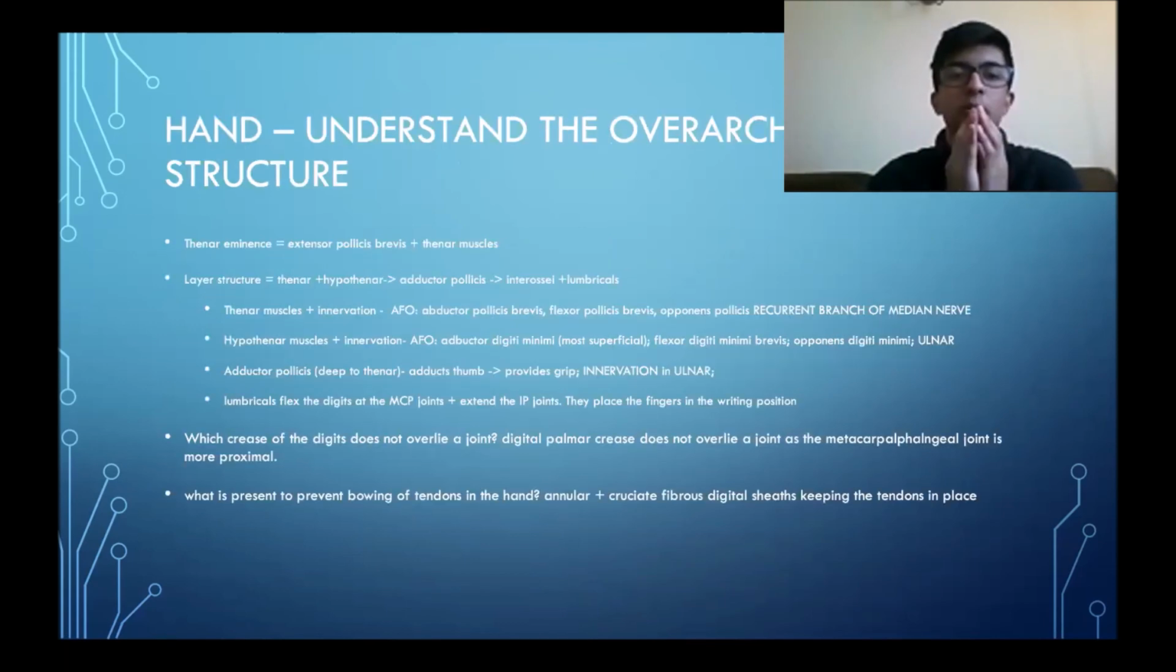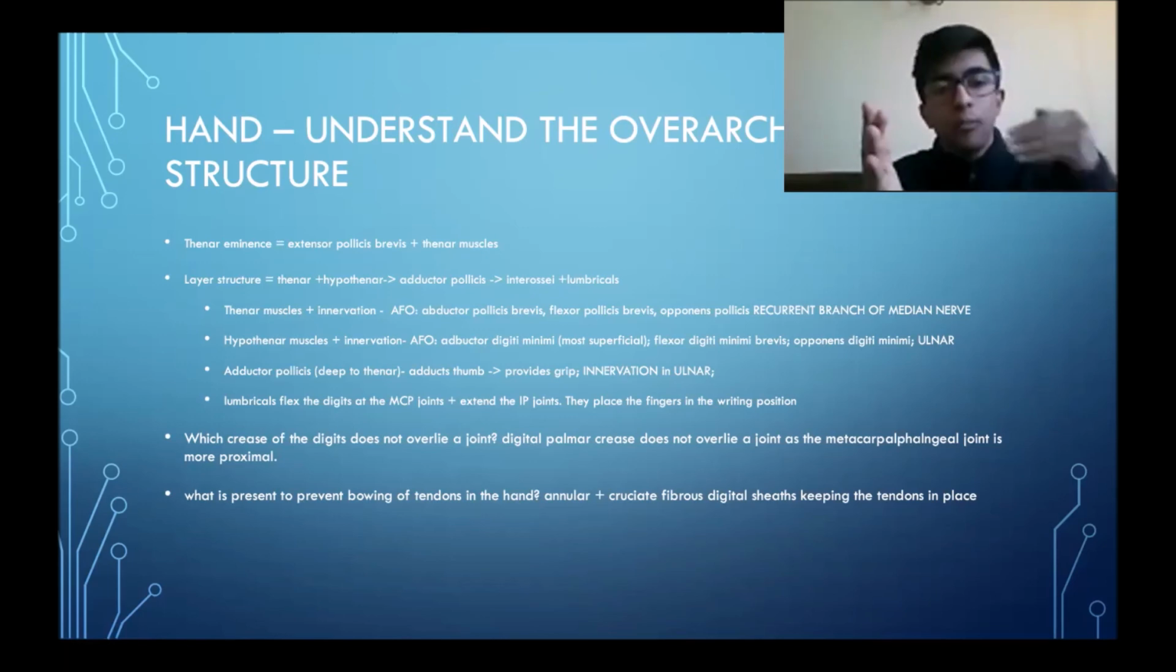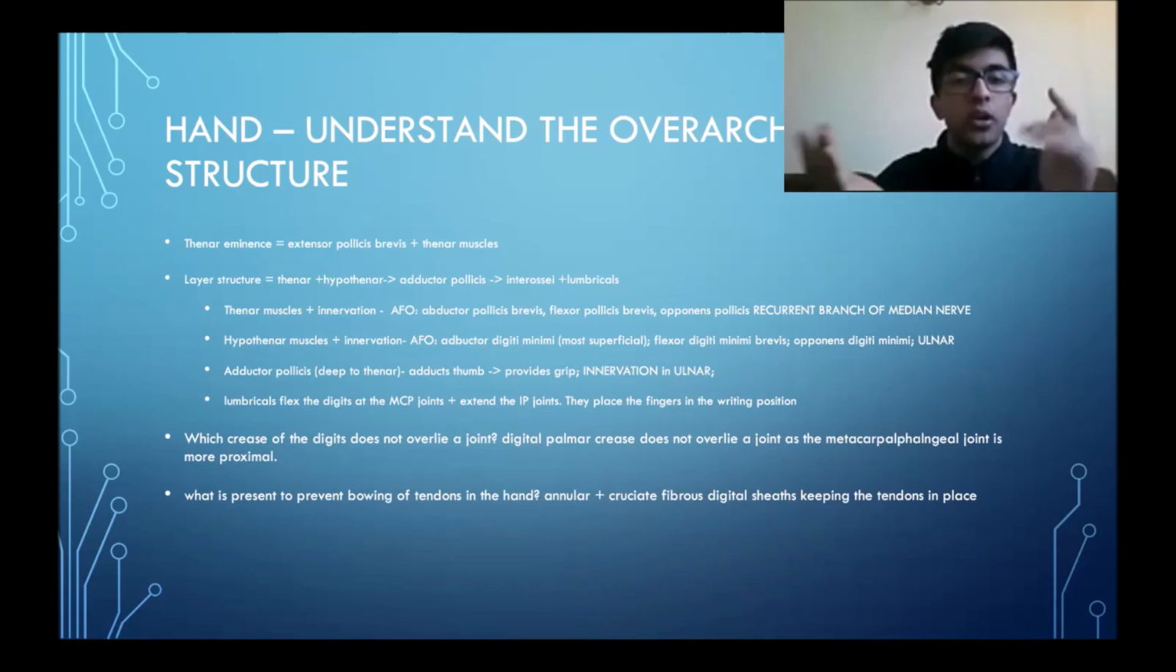Okay, so we're going to talk about the hand, and I just want you to understand the overarching structure of the hand. You have the thenar eminence, so that's the thumb, and that includes the flexor pollicis brevis and the thenar muscles. In the structure and layers, you have the thenar and hypothenar, then within you have adductor pollicis on its own, then within that you have the interossei and the lumbricals. The lumbricals are important for holding a pen.